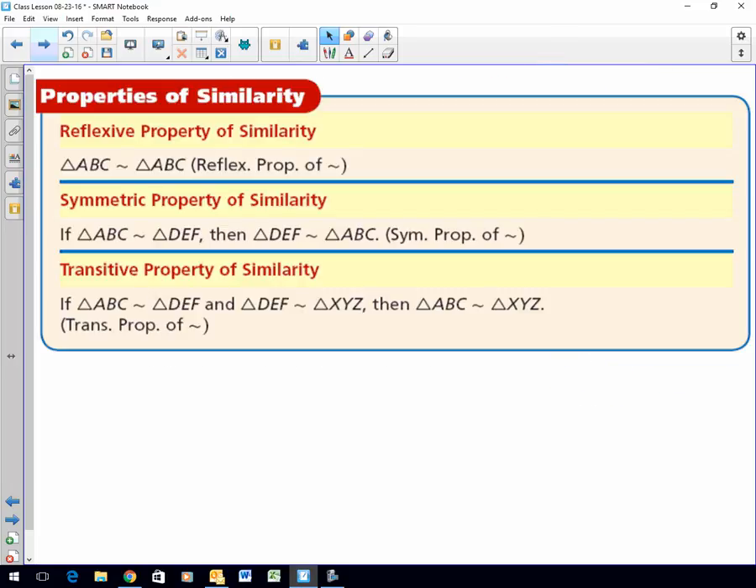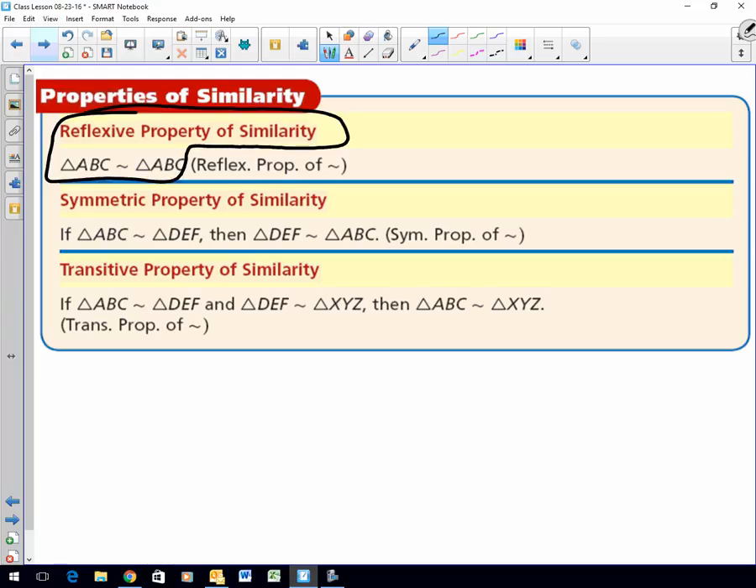All right. We got a few properties we need to write down. Here's the part that you need to write down. The reflexive property of similarity. Triangle ABC is similar to triangle ABC. Genius, Rouse. You're a genius. Well, thank you.